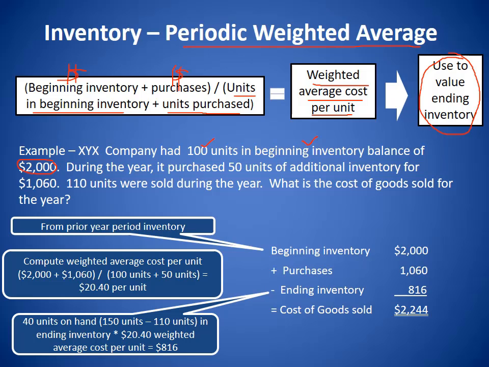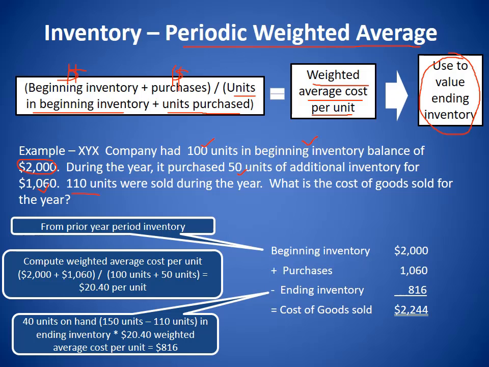So during the year, the company purchased 50 units of additional inventory. Those are units. And the company spent $1,060 for that additional 50 units of inventory. Also during the year, we were able to sell 110 units of inventory.